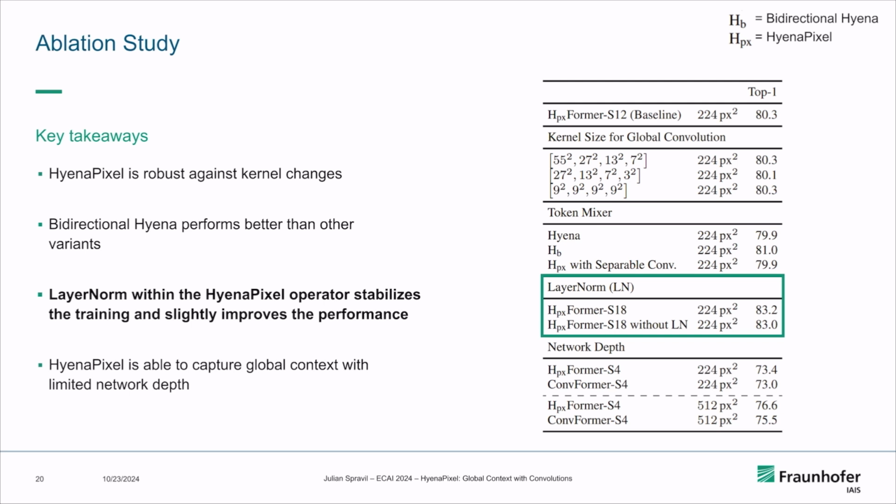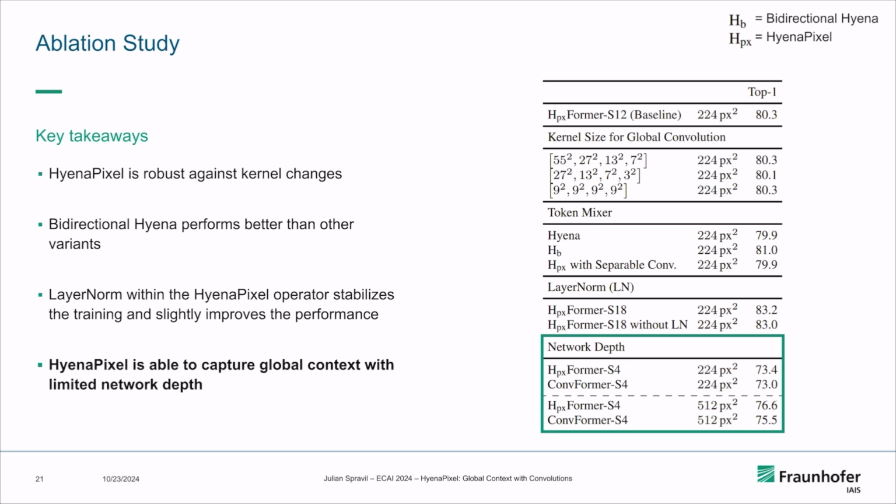Layer normalization not only stabilizes our training, as already mentioned, but also improves the performance slightly. And finally, we tested how effectively HyenaPixel can capture global context. We limit the network depth to 4, so we have only one layer per stage. And as you can see, if ConvFormer and HyenaPixel are trained on a regular resolution of 224 by 224, they perform similarly. But if we increase the resolution to 512 by 512, the gap increases, and HyenaPixel performs significantly better and thus more effectively captures the context of the image.